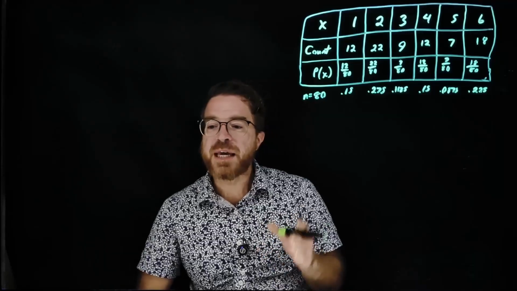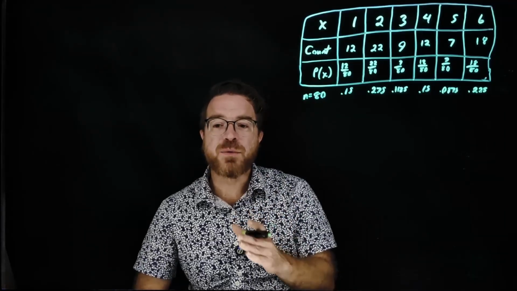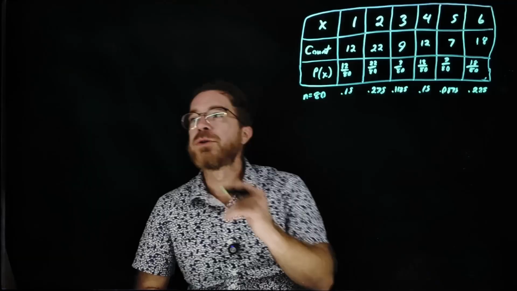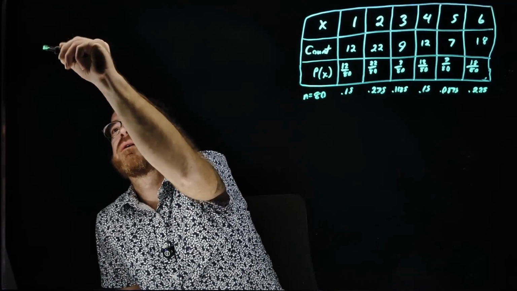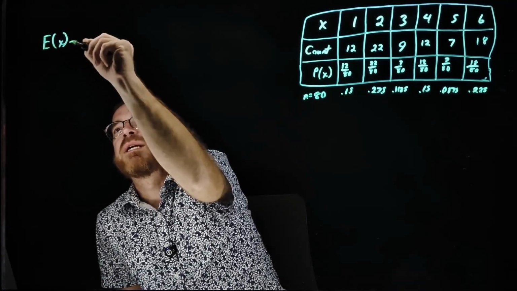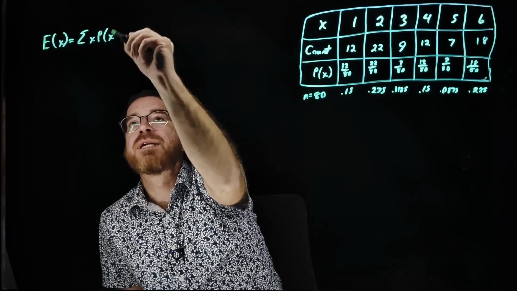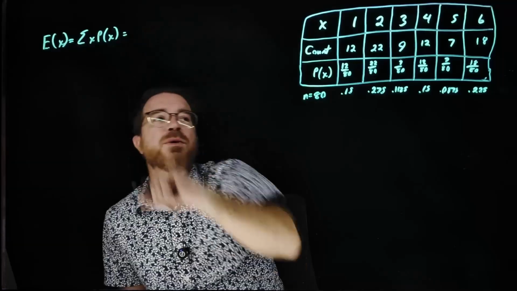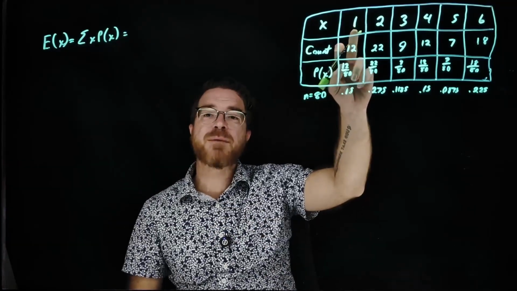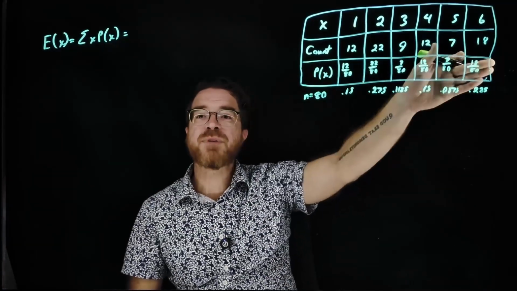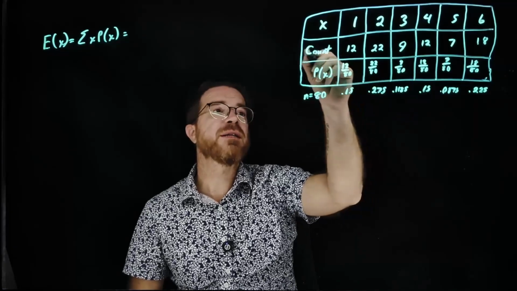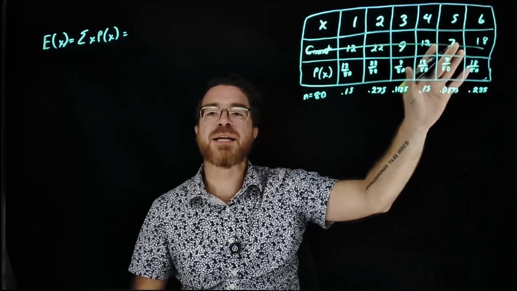Okay, so now what we want to do is find the expected value and the standard deviation. So the expected value is going to be the sum of all of our outcomes times their associated probability. So this is going to be equal to, now remember, the outcomes are the x values. Once you've got the probabilities, you no longer need this count information. So don't worry about that anymore.